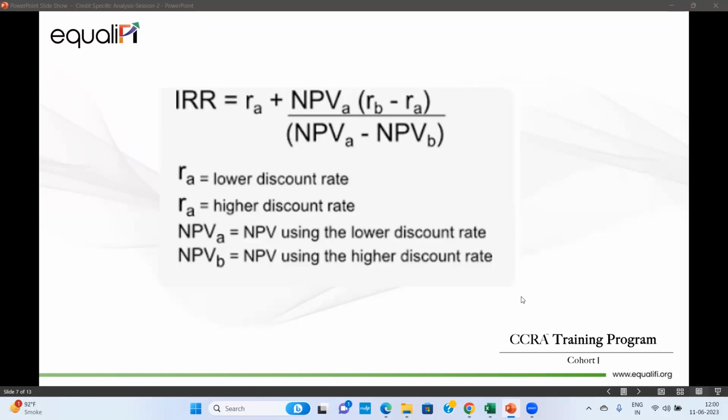So there are two discount rates. One is the lower discount rate, another is the higher discount rate. This is the formula for the entire cash inflow of a project. We have to find out an NPV with the lower discount rate and an NPV with the higher discount rate. There is a small mistake here. RB is the higher discount rate and RA is the lower discount rate. Here at this portion, RA is coming twice, so consider the second one as RB.